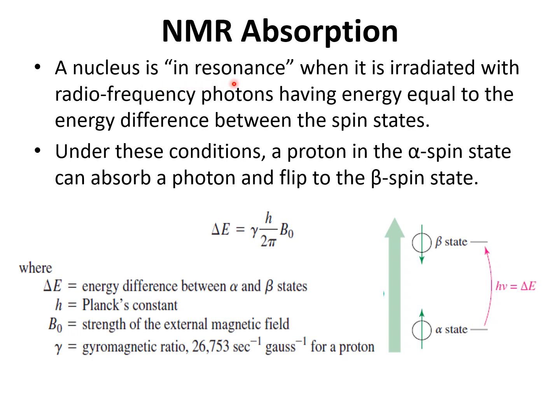When we say that a nucleus is in resonance, that means the nucleus is irradiated with radio frequency photons having energy equal to delta E, the energy difference between the two spin states. We have to apply that much energy, only then can we say that the nucleus is in resonance. If the energy is less than this delta E value, the nucleus will not be in resonance. When we apply delta E amount of energy, the protons in the alpha spin state can absorb the photon and then flip into the beta spin state.